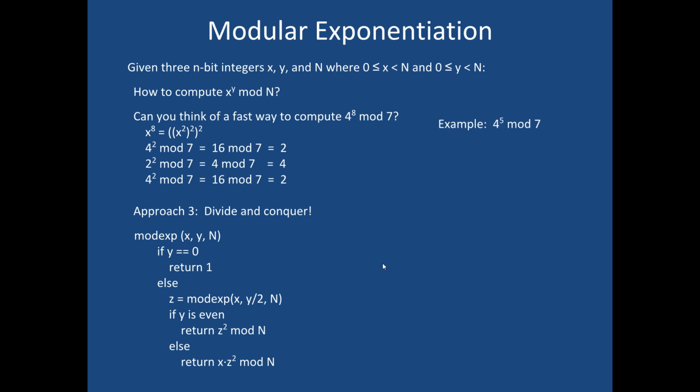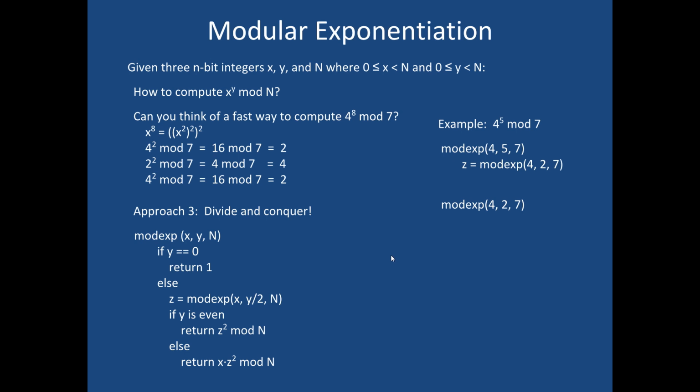So I think I have an example out here on the side somewhere. So 4 to the 5th mod 7 again. So what's the recursive call going to be? Using this technique, if you want 4 to the 5th mod 7, the recursive call is going to be what? 4 to the 2nd mod 7. We just divide the exponent by half and discard any remainder. So there's the call: mod exponentiation of 4, 5, 7. We're going to call mod exp of 4, 2, 7.